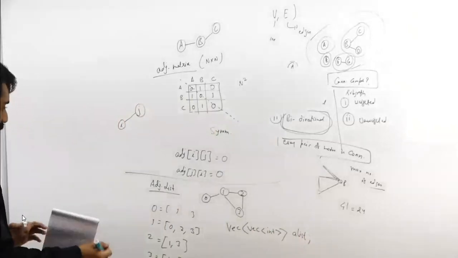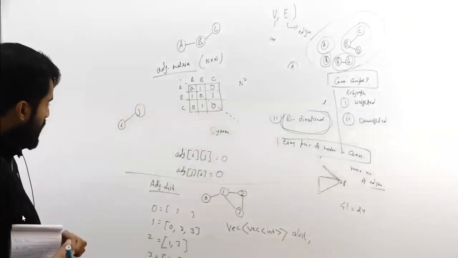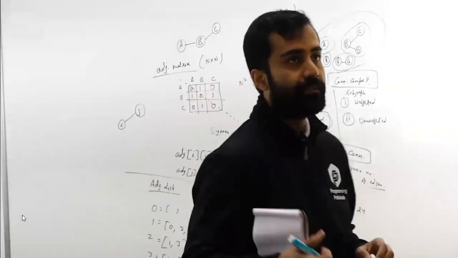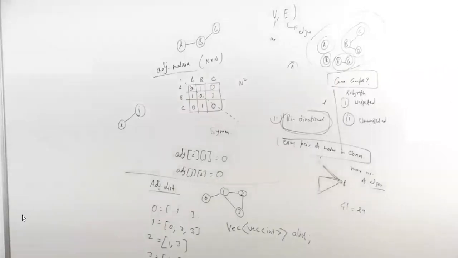Now let me ask you certain questions. What is the space complexity associated with this representation? For the previous one, it was n squared. What is it over here? Think and say, take your time. Worst case n squared, but don't tell me worst case. Can you tell me the general case?